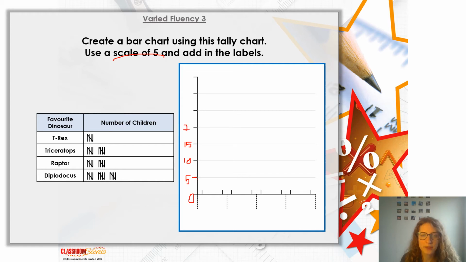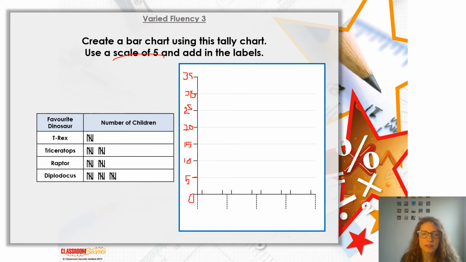20, oh, 2s are not easy to do with a mouse. 25, okay, and then we've got 30, and I will show a neater version in a minute, 35.